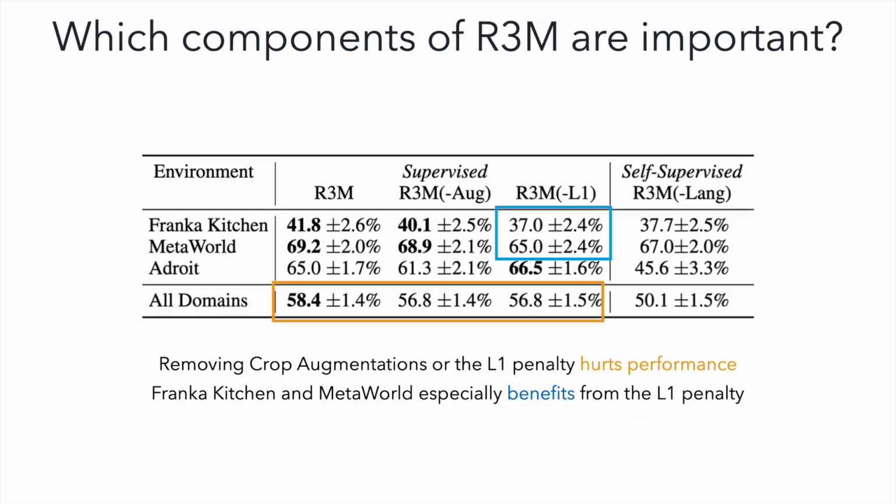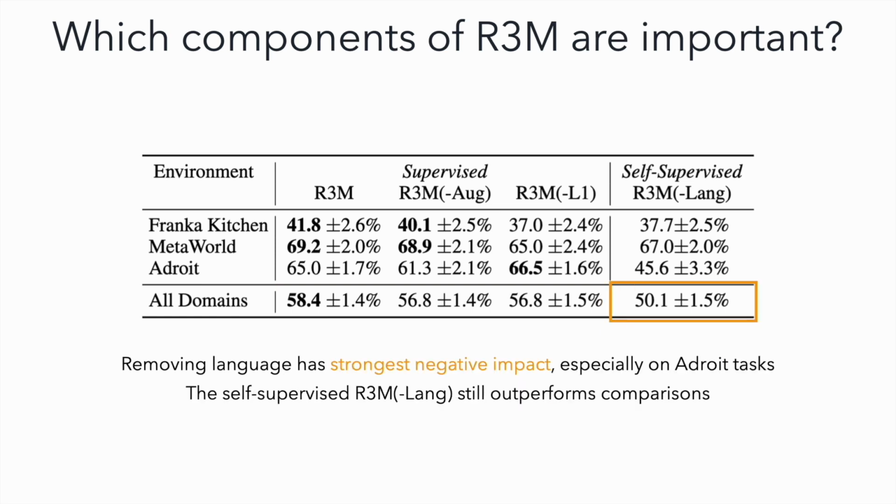In our second experiment, we see that removing different components of R3M like random cropping or the L1 penalty hurt performance. Performance on the Franka Kitchen and MetaWorld environments is especially impacted by removing the L1 penalty. Removing the language supervision from R3M has the greatest negative impact on performance, especially on the Adroit environments. However, even without language, the fully self-supervised version of R3M still achieves a 50% success rate, still higher than using existing pre-trained representations.